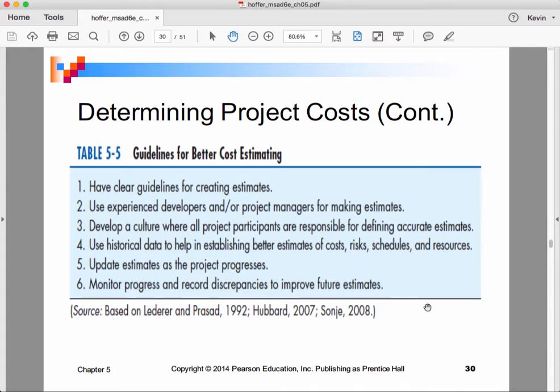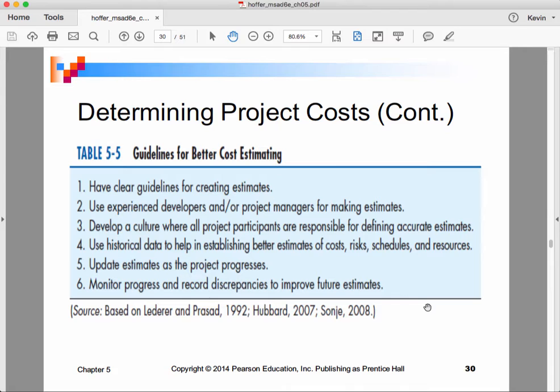Now, of course, when we're doing this sort of analysis, it's always good to have some guidelines. And of course, what we're doing is estimating. So we're estimating, we're guessing in a structured, intelligent way. So here are the recommendations. Have clear guidelines for this. Use experienced developers and/or project managers for this.